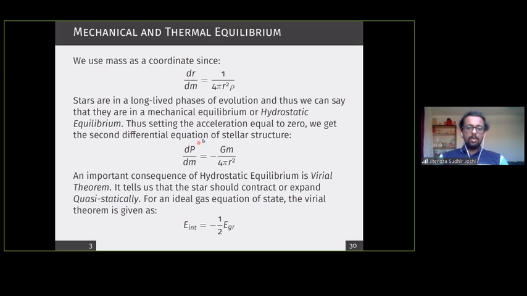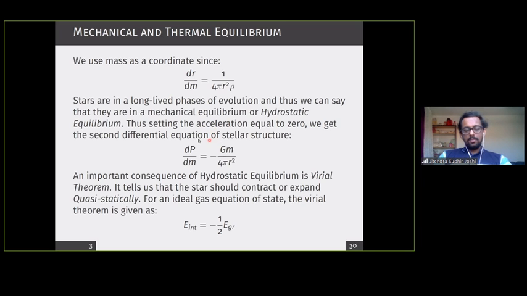We'll see what I mean by human time scales, and what I mean by stars are long-lived. Normally the age of the stars, whether small mass stars or high mass stars, ranges from about 10^7 to 10^12 years. So that's a very huge span of time.